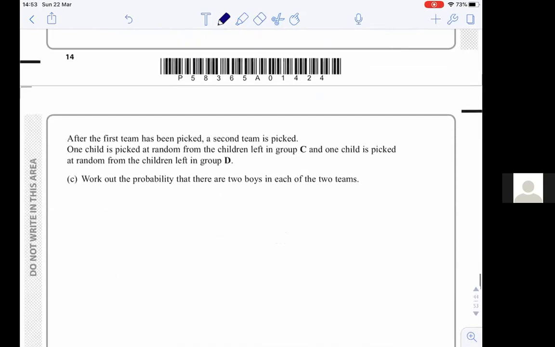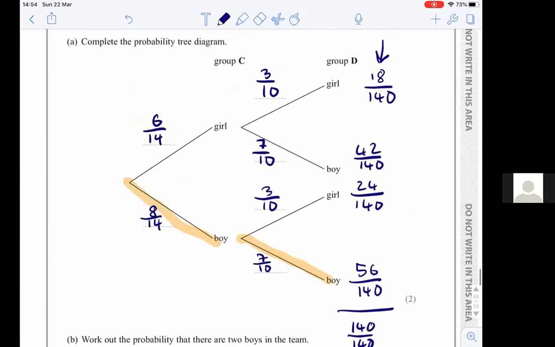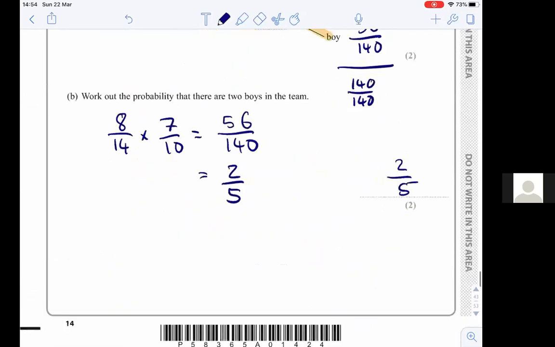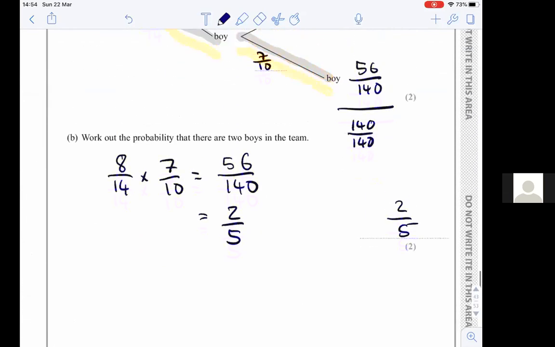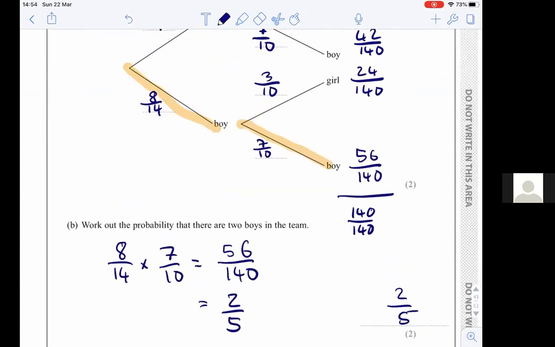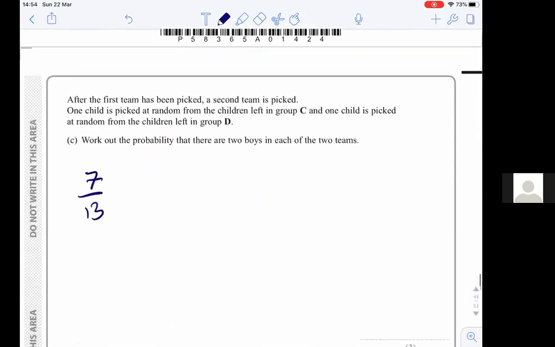Okay. And part C, after the first team has been picked, a second team is picked. 1 child is picked at random from the children left in group C, and 1 child is picked at random from the children left in group D. So if we've already picked 1 from each of these groups, the new probability of picking a boy is going to be 7 out of 13. 1 fewer boy and 1 fewer person altogether in group C. And similarly, in group D, it's going to be 1 fewer boy, so this will be 6 out of 9.